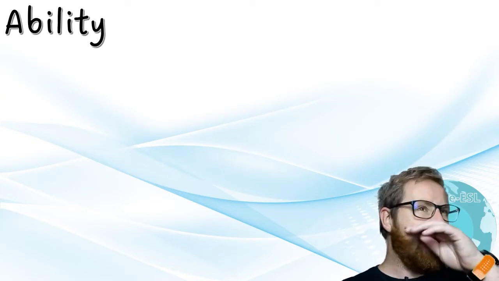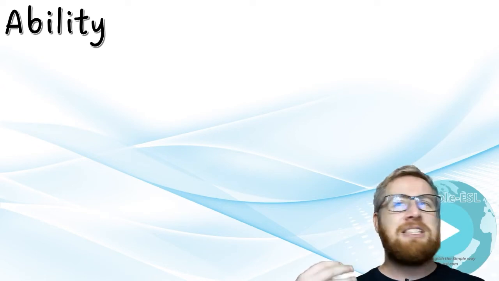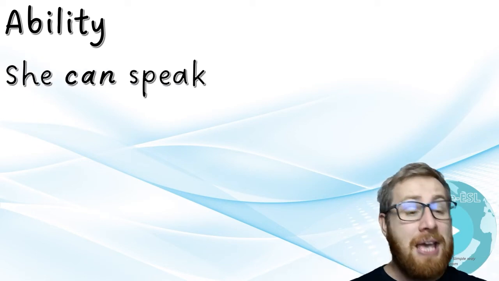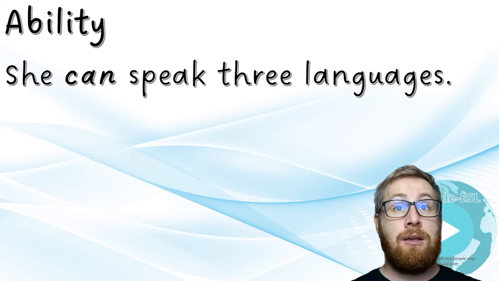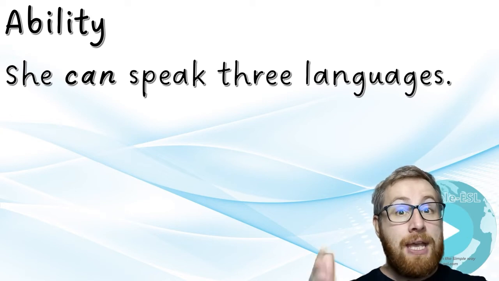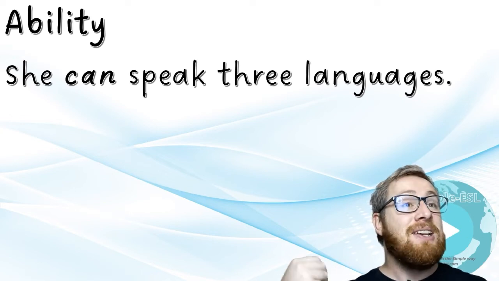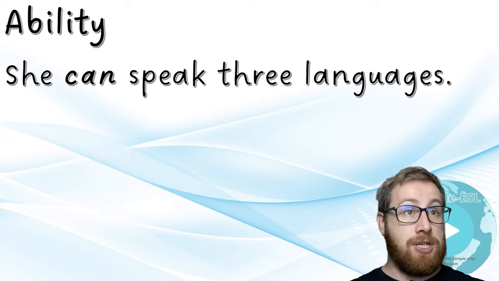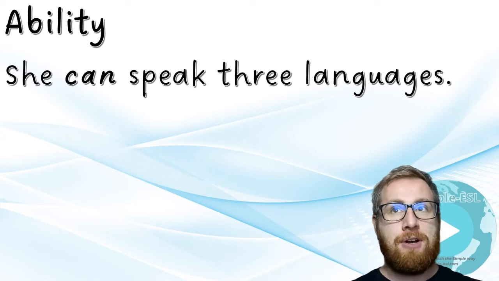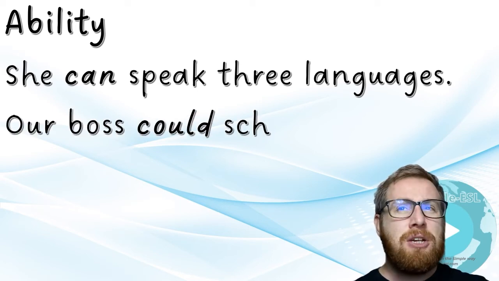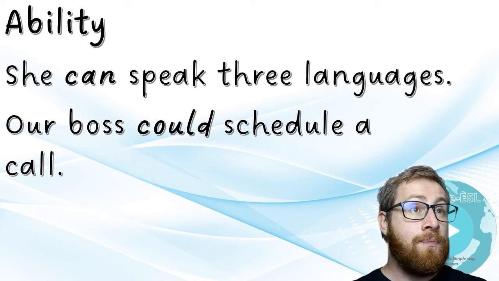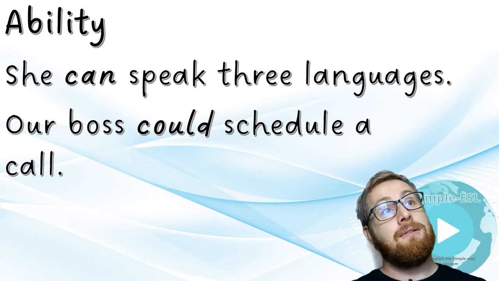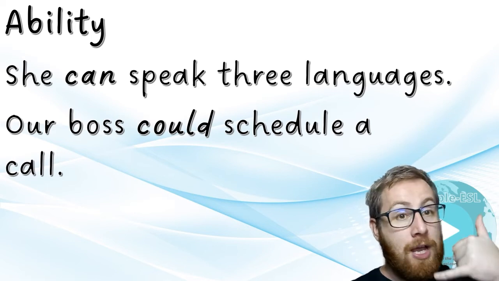What about ability? Someone who has the ability to do things that they can do. So she can speak 3 languages. Hopefully, one of them will be English by the end of this lesson. She can speak 3 languages. Really impressive. We could also say could. Our boss could schedule a call. The boss has the ability to call us. The boss could schedule a call.